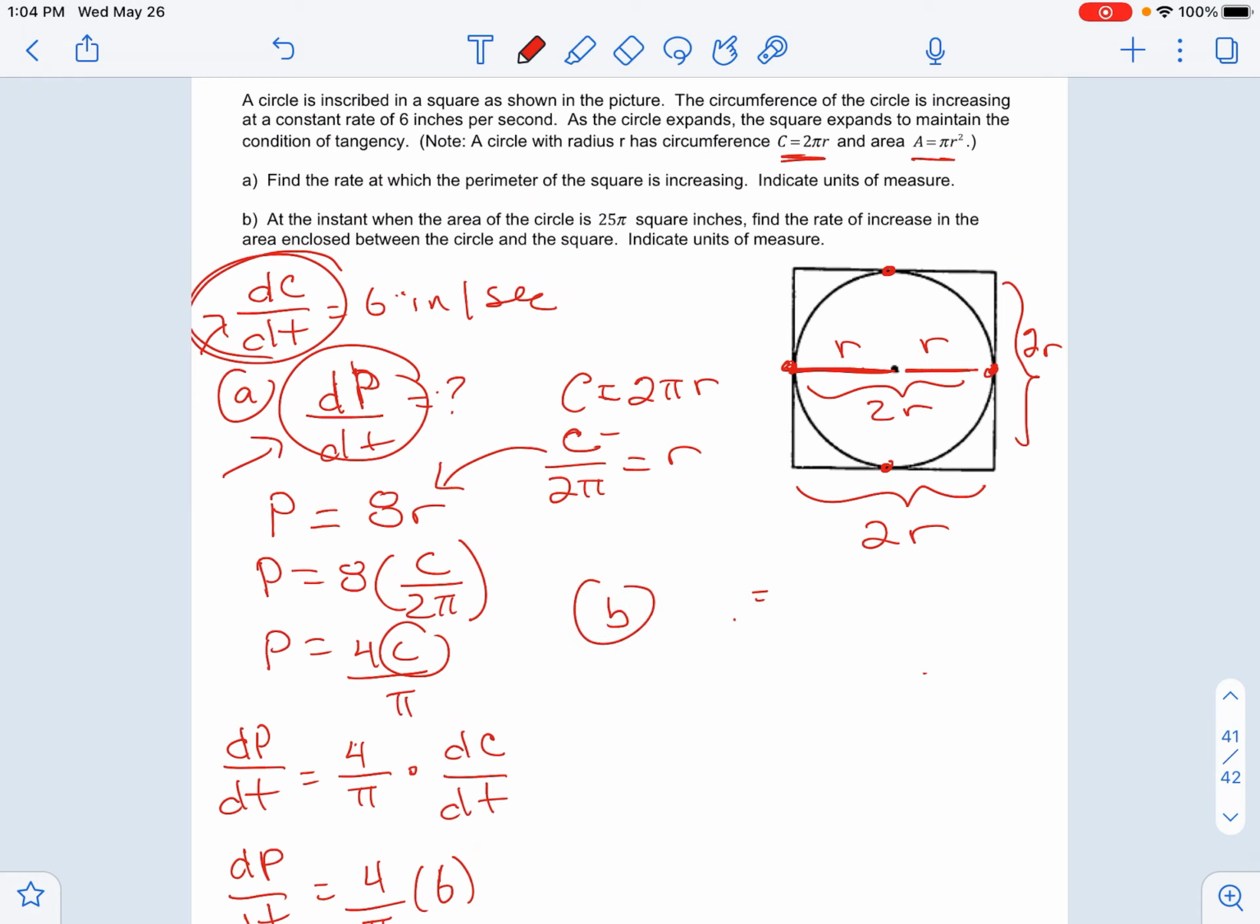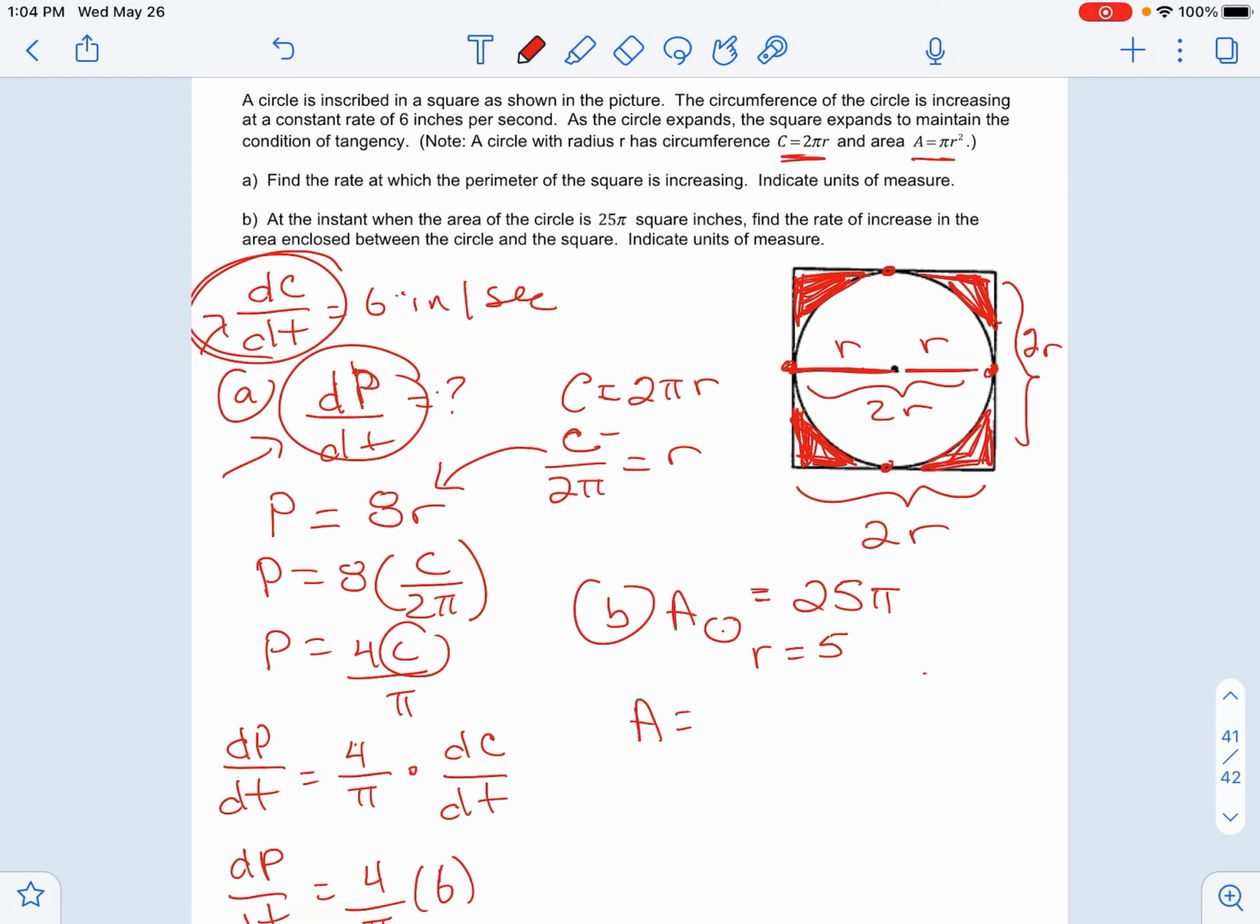Okay, part B says, at the instance when the area of the circle is 25π, so at one moment in time, the area of the circle is exactly 25π units. That means that really the radius of the circle is 5, right? Find the rate of increase in the area between the circle and the square. So really what I'm looking for is the area between the circle and the square. So this shaded region that I'm shading right now is the area that I'm looking for. Let's come up with an equation for that area.